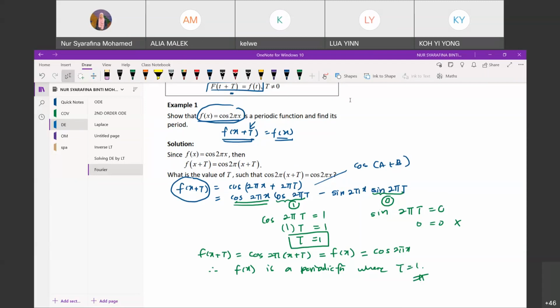It is not an assumption. In order to retain the function, this value must be equal to 1 and this must be equal to 0. So we have two equations here, and solving these two equations will give you T equals to 1. So the word is not assume, but you have to identify the value of cos 2πT and sin 2πT in order to retain this cos 2πx, so that at the end of the calculation, f(x + T) = f(x). So this is our conclusion for which this function is a periodic function now.